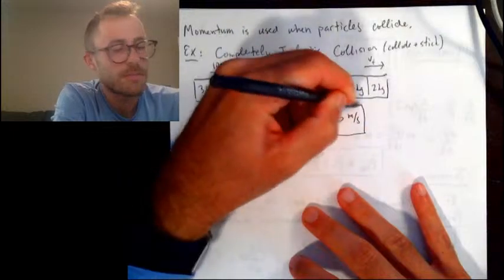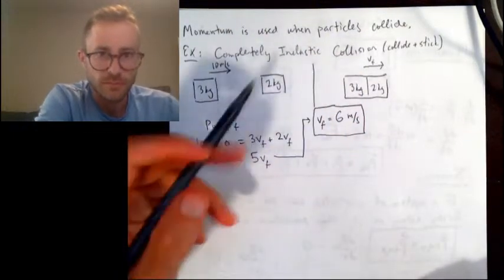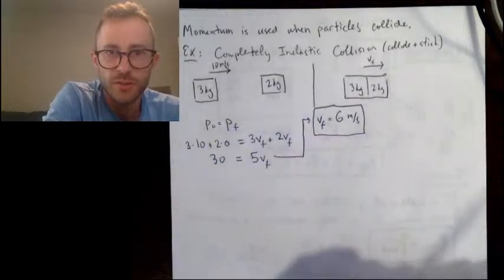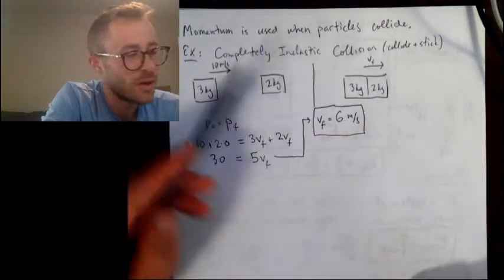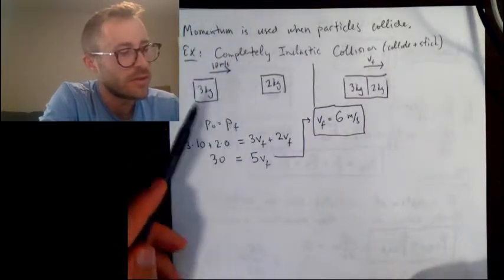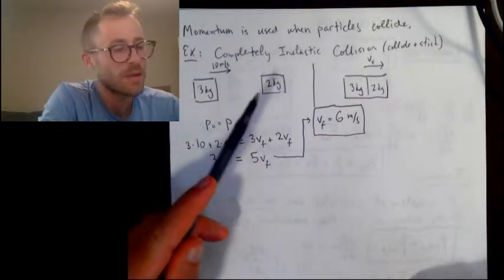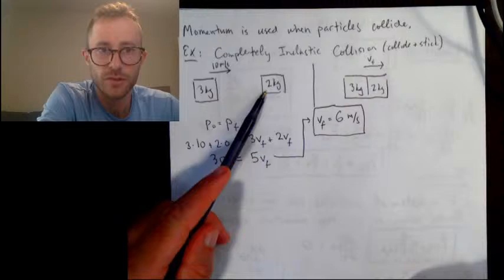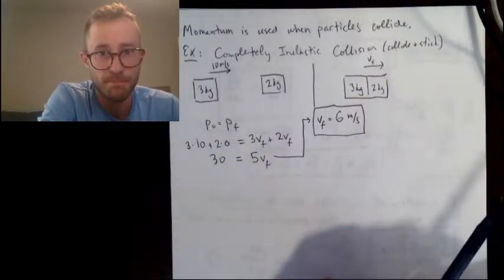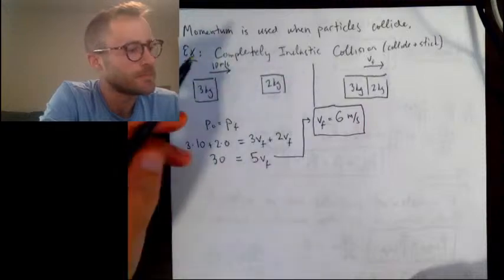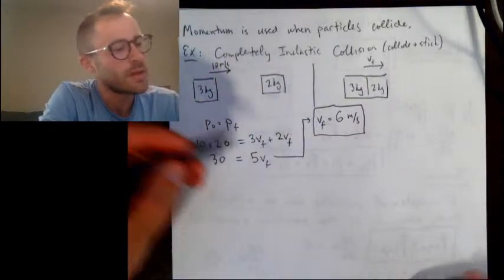So these 2 blocks will be headed to the right at 6 meters per second after the collision. As you might expect, the 3 kilogram one, because it hit the 2 kilogram one, slowed down. And the 2 kilogram one, because it started at rest, actually speeds up. Very good.